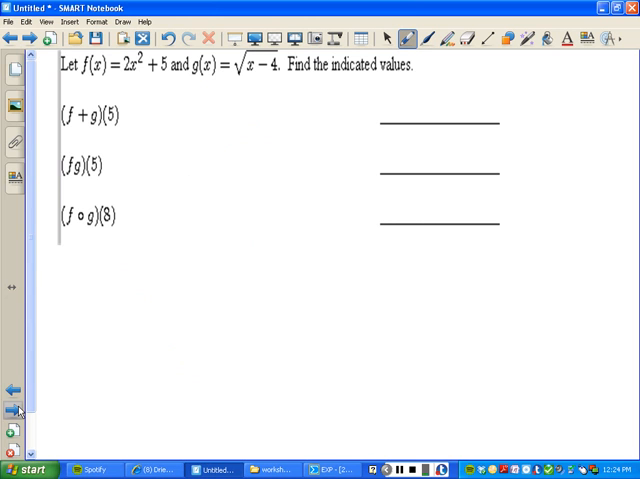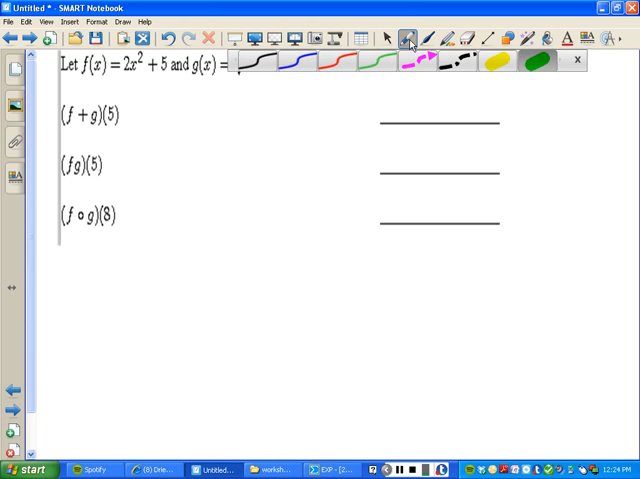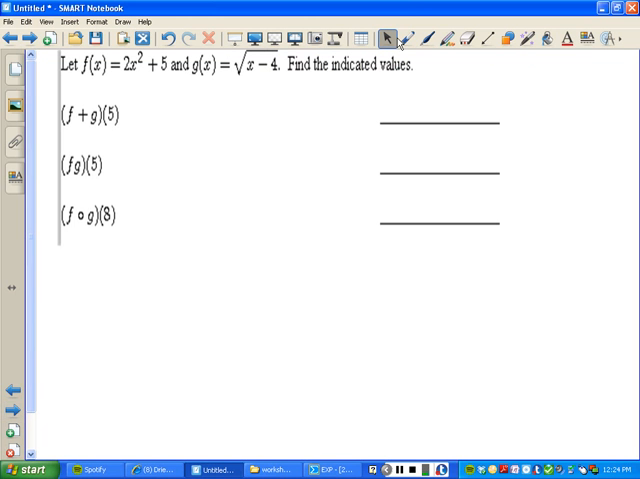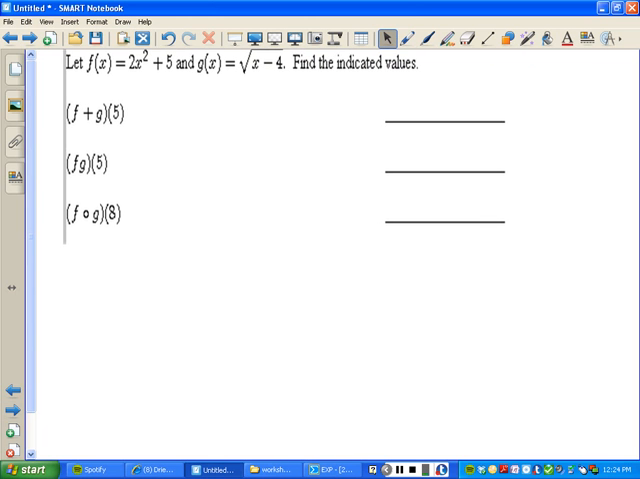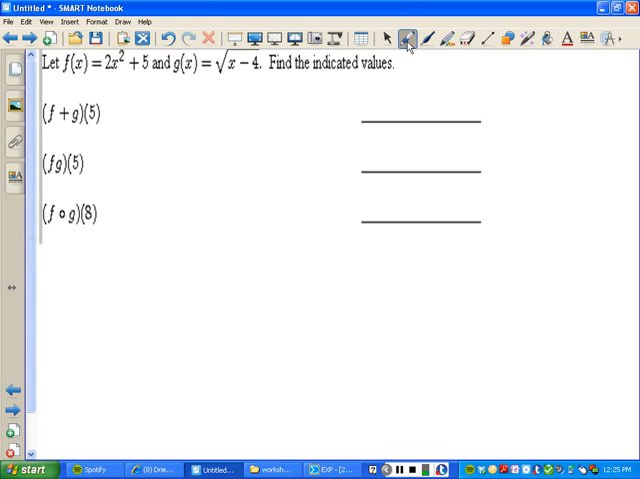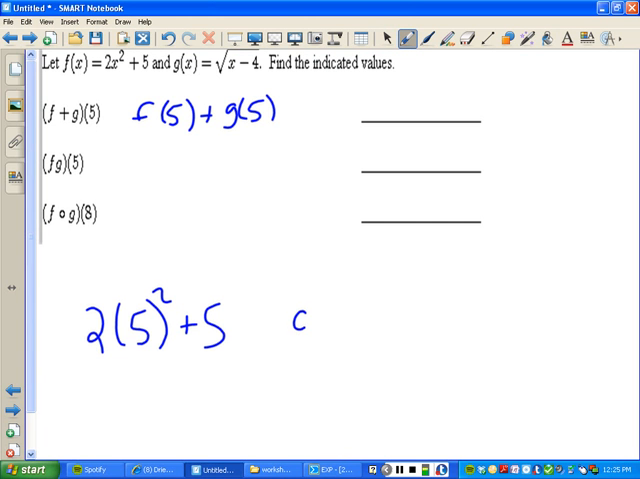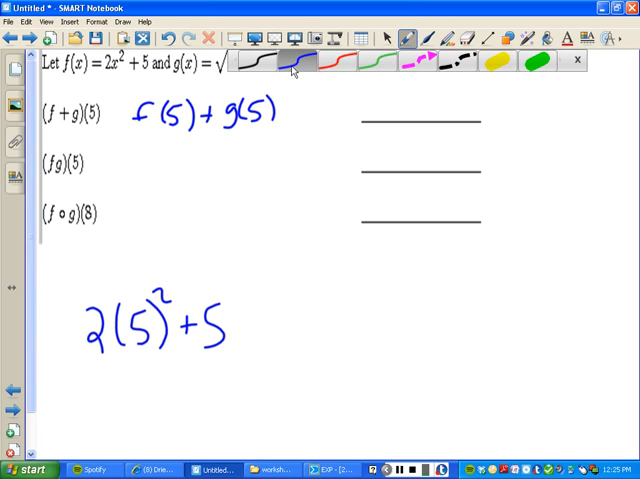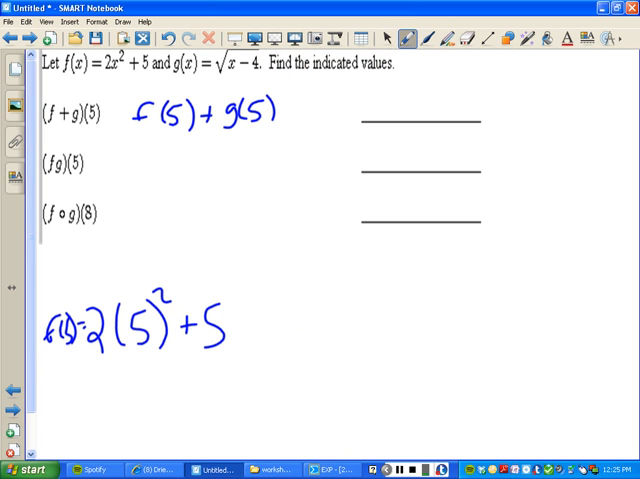All right. Moving on to the second section there. Now, we're asked to find f plus g of 5. How do we do that? Well, f plus g of 5 is the same thing as f of 5 plus g of 5. So f of 5 is 2 times 5 squared plus 5. Let's just do f of 5 first. F of 5 is 25 times 2 is 50, and 50 plus 5 is 55.